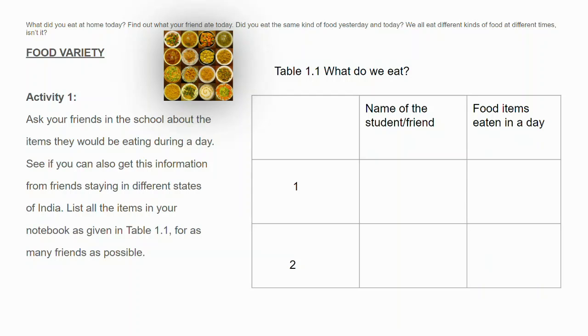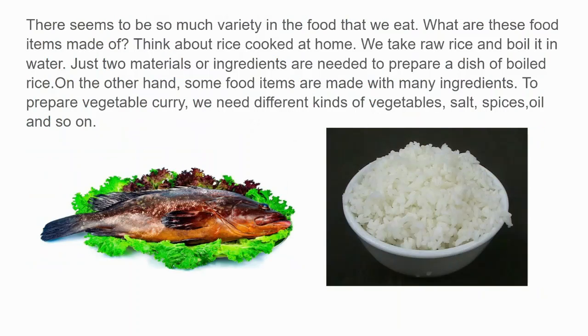Name of the student friend. Food items eaten in a day. 1. 2. Table 1.1 What do we eat? There seems to be so much variety in the food that we eat. What are these food items made of?